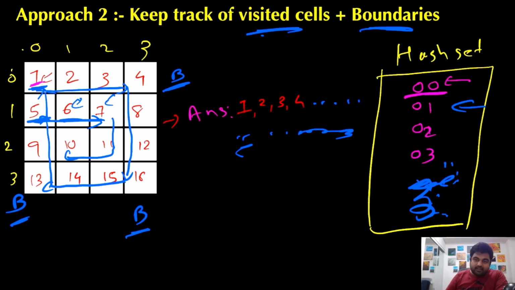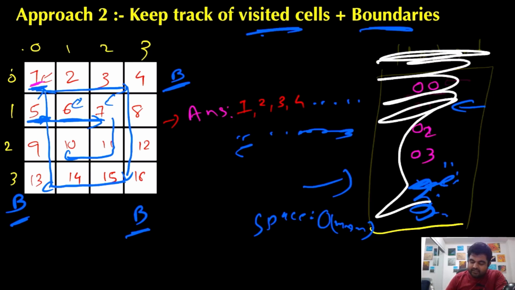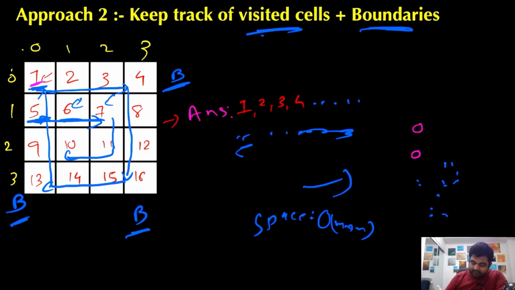But you would immediately say that hey, in this solution we are using an additional hash set, which means that for the space complexity we are actually using big O of m cross n space. So how can this solution be better? This is actually a bad solution. Your interviewer is definitely going to let you know that you can't use this hash set to keep track of all the visited nodes.